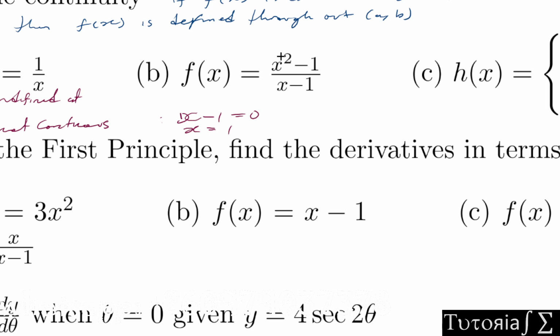On top here, what we have is a difference of 2 squares. That can be written as x plus 1 times x minus 1. At the bottom we also have x minus 1, so this and that simplify, and we have f of x equals x plus 1. We see that this is a linear function. All linear functions are defined. So f of x is a linear function and it is defined.